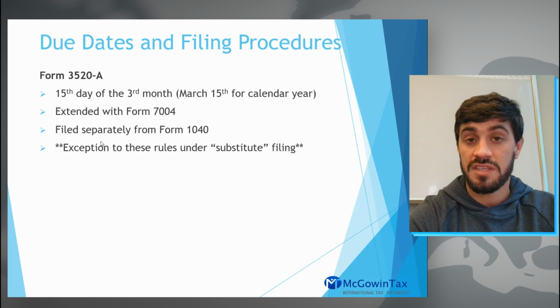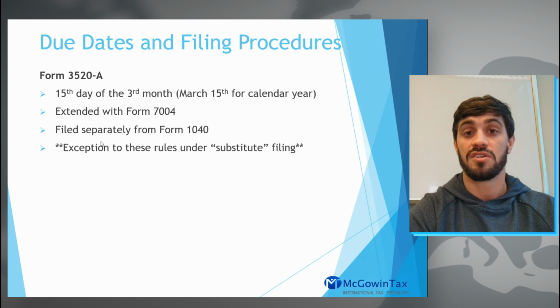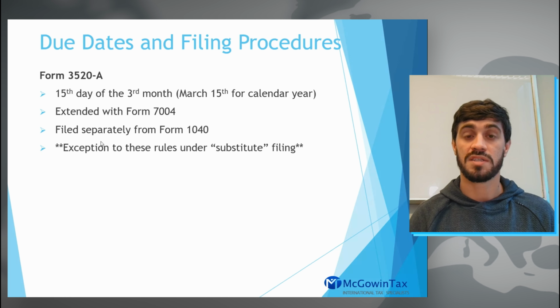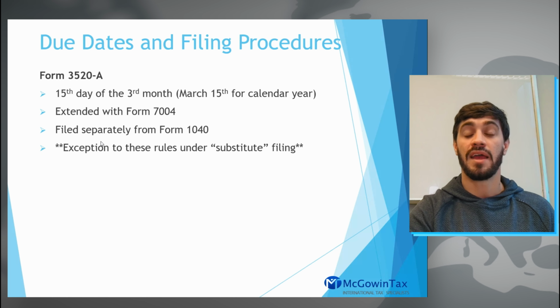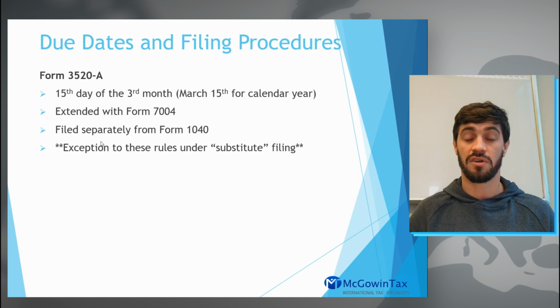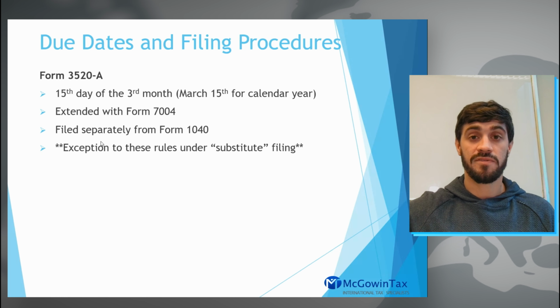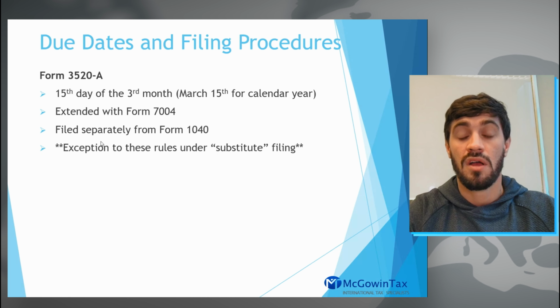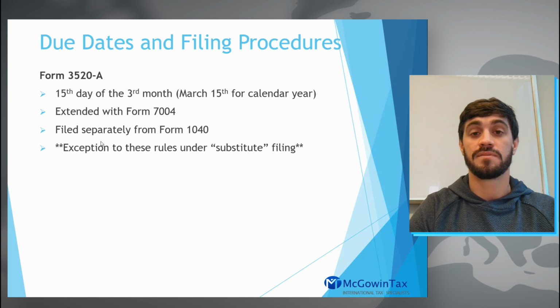So once you file under these substitute procedures, the due dates change. Now it gets attached to your U.S. personal tax return filing due date. So it has an April 15th due date, and the extension to October 15th attaches to the U.S. tax return extension. So you don't have to file a separate extension for the Form 3520A in that case. It still has to be filed separately and mailed to the IRS. It's not included with your personal tax return, but it is attached to the due date.